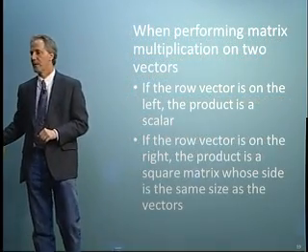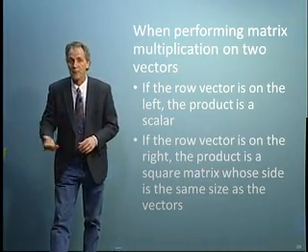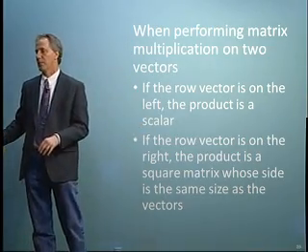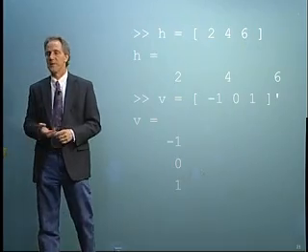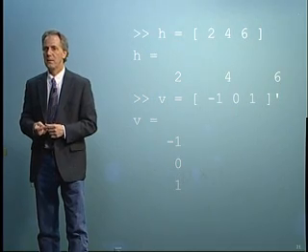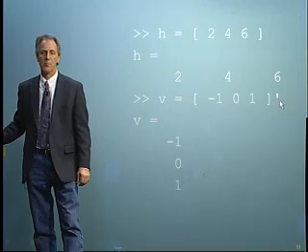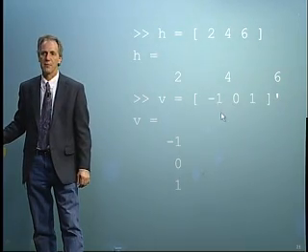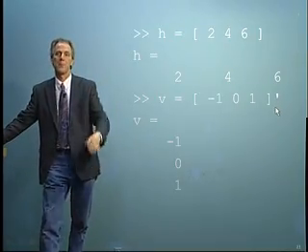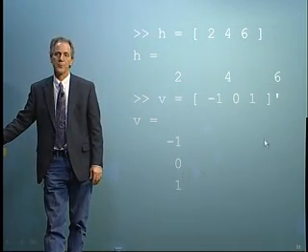If the row vector is on the left, the product will be a scalar. If the row vector is on the right, the product will be n by n, where n was the original number of numbers. It'll be a square matrix. So, for example, if H is 2, 4, 6, and V is -1, 0, 1. By the way, there's a single quote after the definition of this second array. That's a shorthand for transpose, which means it turns it on its side. Rows become columns, columns become rows when you use transpose. So V is a column, -1, 0, 1. H is a row, 2, 4, 6.